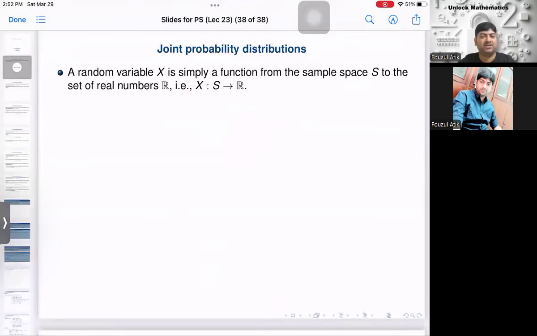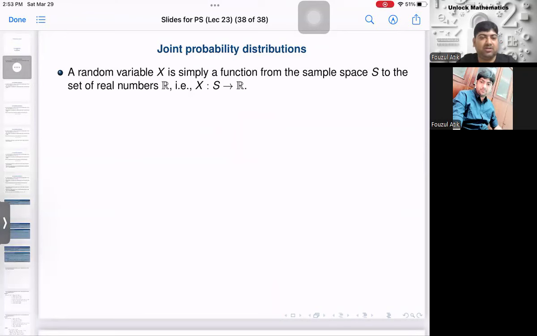So let us recall what a random variable is. A random variable X is simply a function from the sample space S to the set of real numbers. That is, X maps S to R. For each outcome in the sample space, you have given a real number, and that is the value the random variable takes. Like if I have rolling of two dice, then for each event we have given some real number.